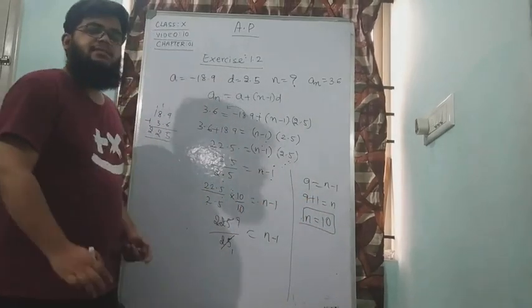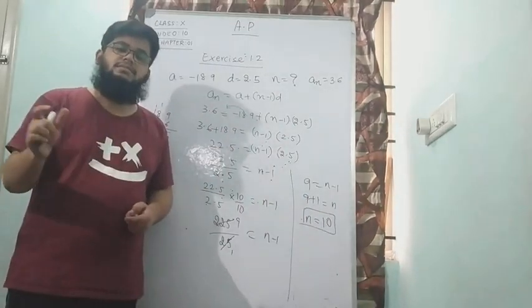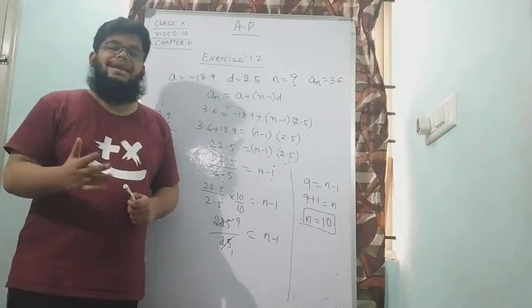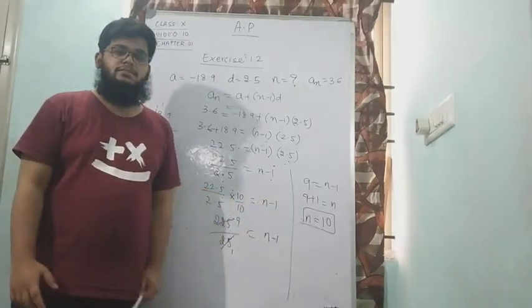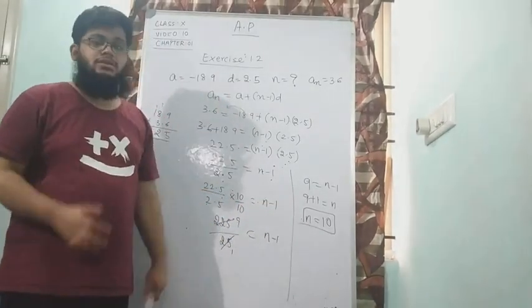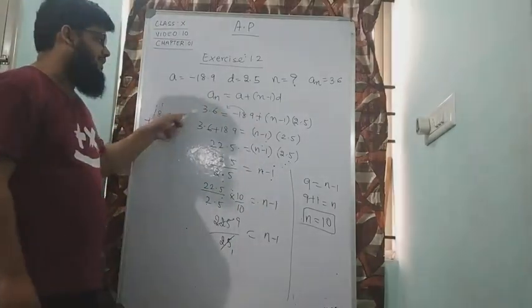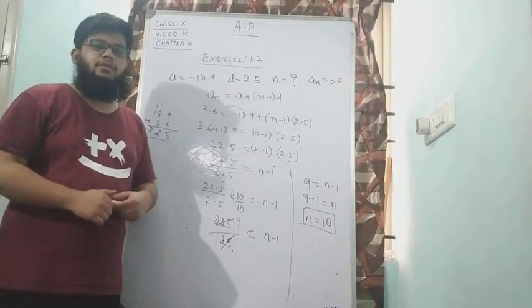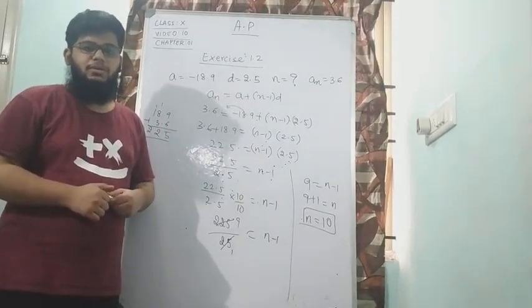When I say n is equal to 10, it means there are 10 terms in this AP. n is equal to 5 means there are 5 terms. n is equal to 10 means there are 10 terms in this list of numbers for the AP. So I hope you have understood this question. Please rewind the video and check once again if you have not understood, and let me know if you have any doubt.